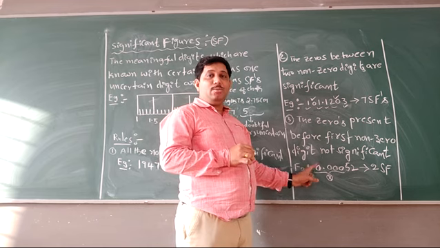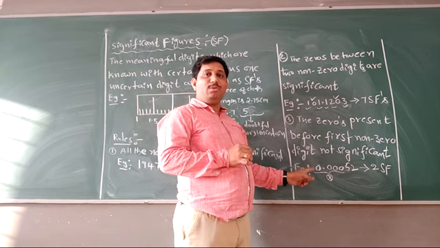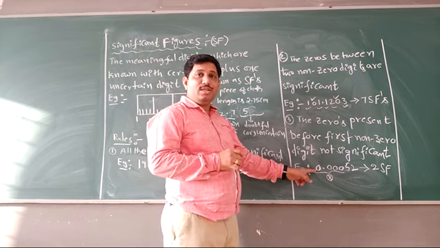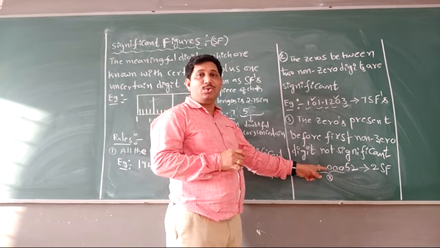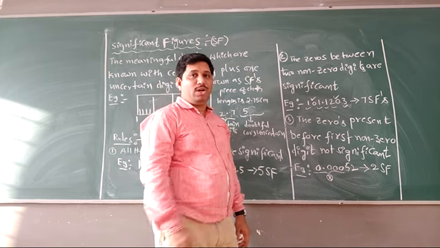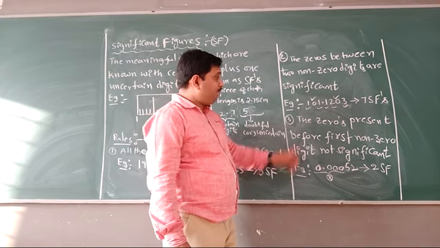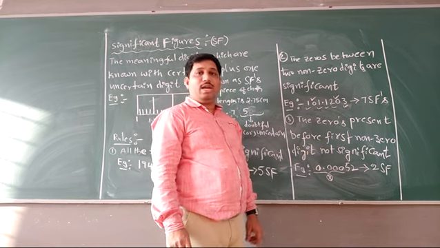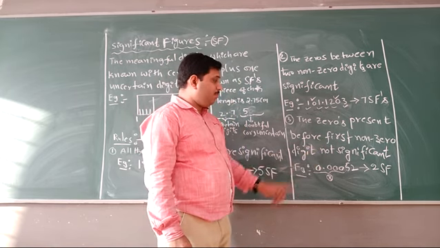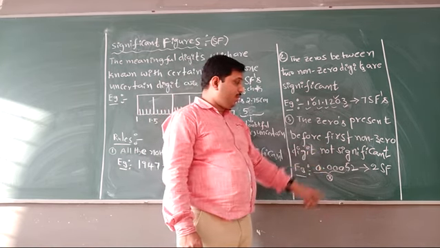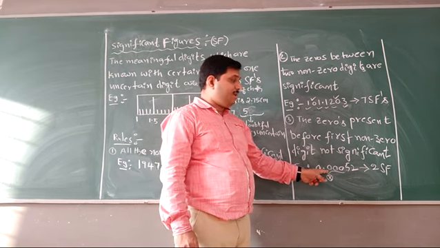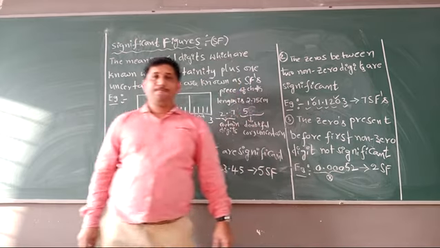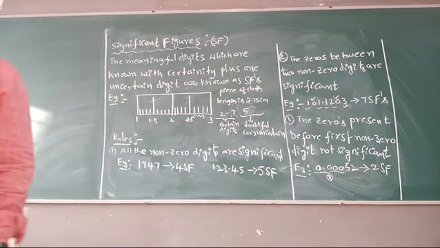The zero present before the decimal point is also not significant. Why? Because this zero is just indicating the decimal point only. Okay, students, once again, the zeros present before the first non-zero digit are not significant. Example is 0.0052. These 3 zeros are not significant, hence 2 significant figures are present. Copy, students.